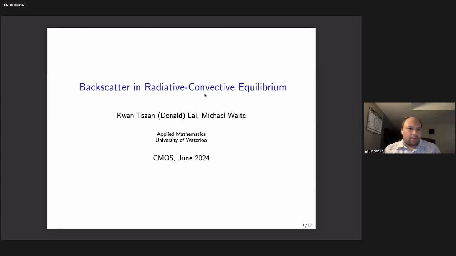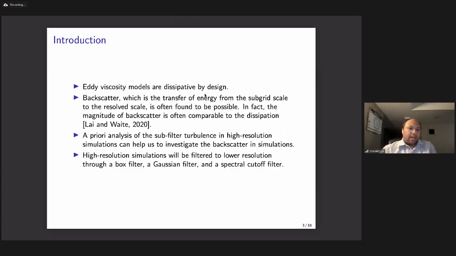Hi, my name is Donald. Today I would like to talk about my project on backscatter in radiative-convective equilibrium. As eddy viscosity models are dissipative by design, backscatter, which is the energy transfer from the subgrid scale to the resolved scale, is often found to be possible. In fact, the magnitude of backscatter is often found to be comparable to the magnitude of the dissipation.